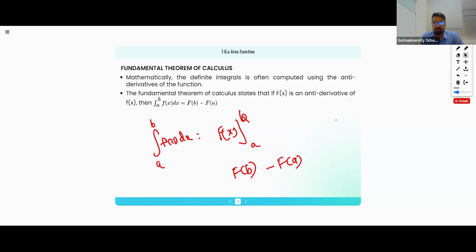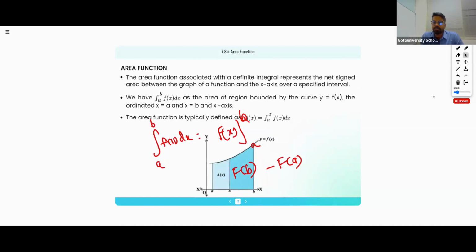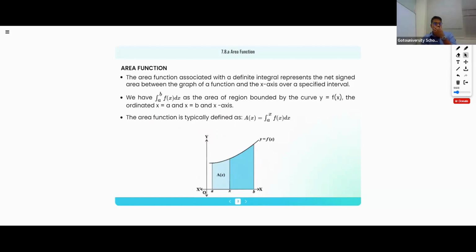Let me not comment much about it right now. So let us just understand the theorem as it is. The area function associated with the definite integral represents the net signed area between the graph of a function and the x-axis over the specified interval.